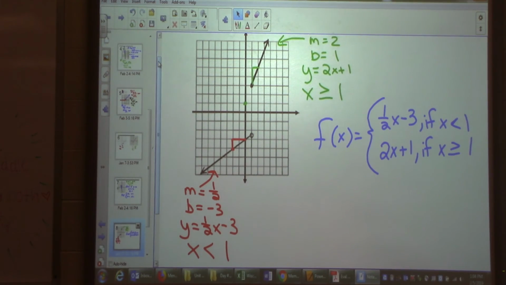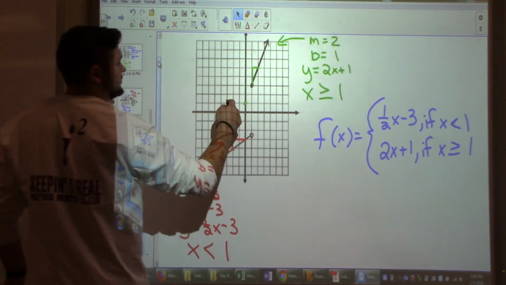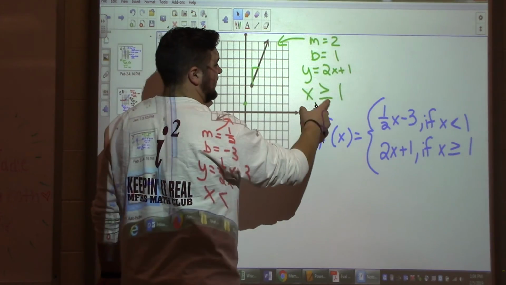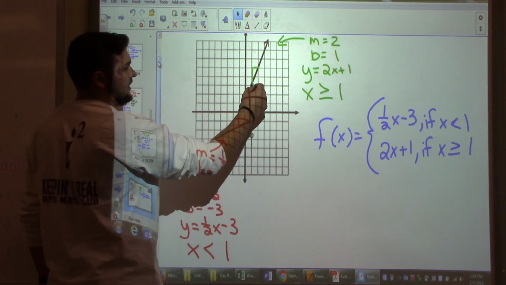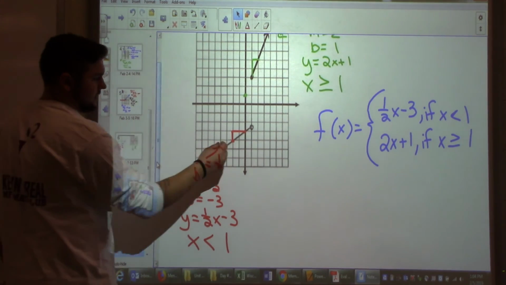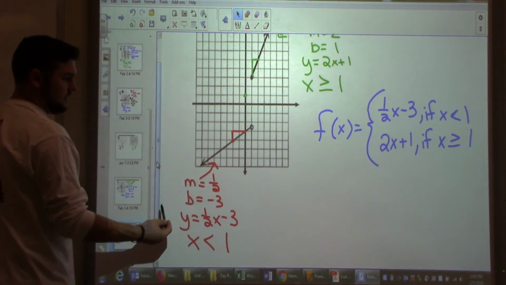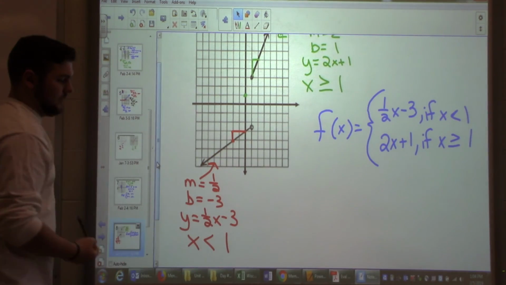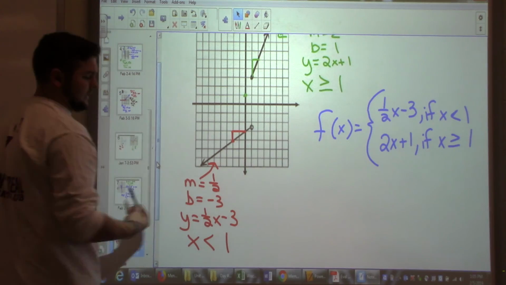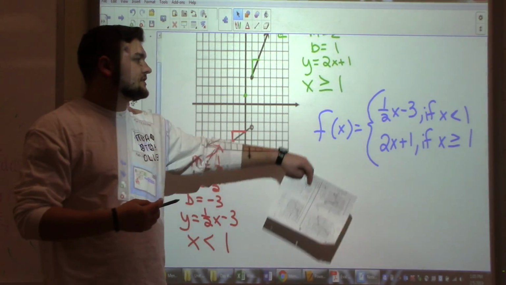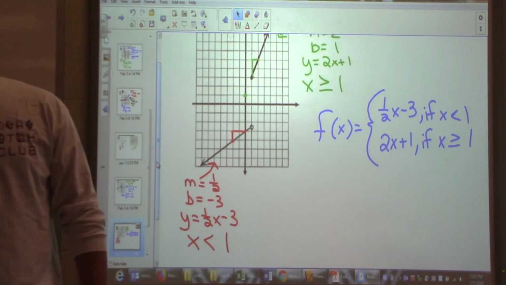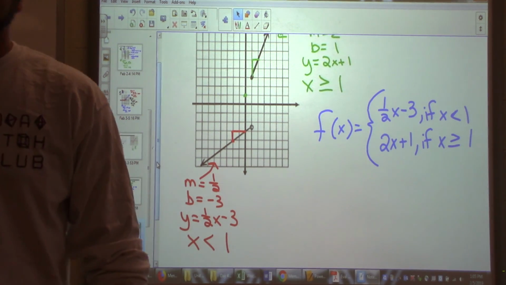Alright, so let's look. Our top line here has a slope up 2 over 1, so slope of 2. If I map that down, my y-intercept's going to be at +1, so 2x plus 1, and I know it starts at x equals 1. It's greater than or equal to, so x is greater than or equal to 1. Our bottom line, up 1 over 2, so a slope of 1/2. Y-intercept at -3, y equals 1/2 x minus 3, starts at x equals 1, and goes less than, so x is less than 1. So we write it out: f of x equals 1/2 x minus 3 if x is less than 1, 2x plus 1 if x is greater than or equal to 1. Any questions? Cool beans.